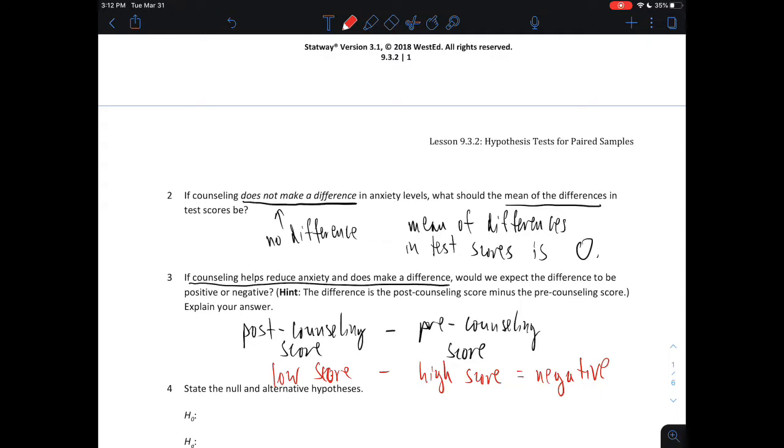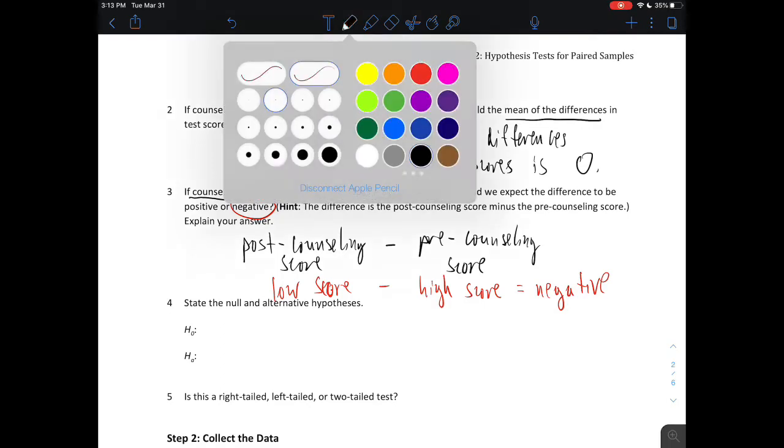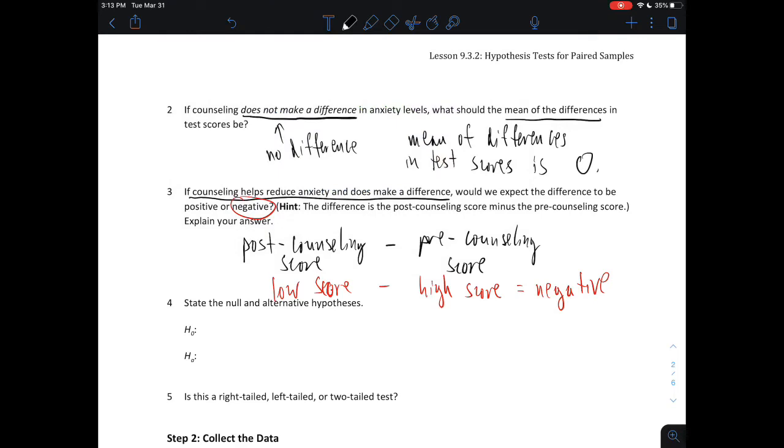So that's the answer for number 3. So now let's put all of that together in number 4. Number 4 says state the null and alternative hypotheses. So again, we're still using the symbol mu for mean. In this case, we're thinking of it as the mean of differences.